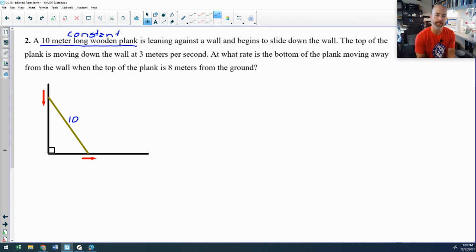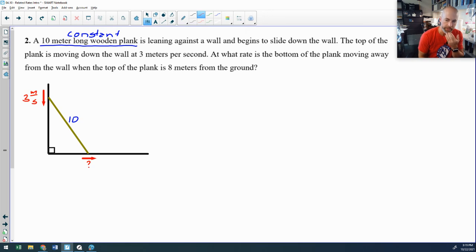The top of the plank is moving down the wall at 3 meters per second. So I'm going to make a note right here that we are moving down at 3 meters per second. At what rate is the bottom of the plank moving away from the wall? So we're looking at this bottom piece right here. How fast are we moving away from the wall? I'll just put a question mark. That's what we're looking for.